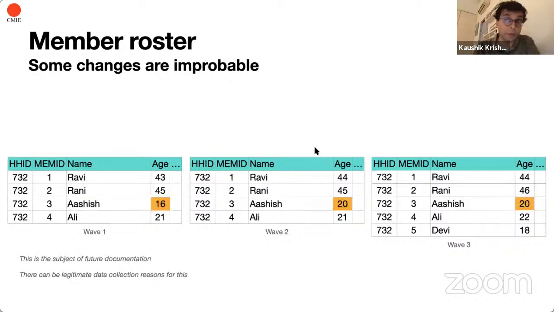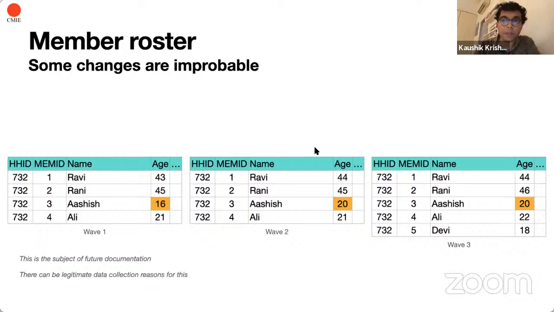Some things are improbable. They're not impossible, they're improbable, and they happen sometimes. So for example, somebody named Ashish, who's aged 16 in wave 1, in wave 2 suddenly ages by 4 years and becomes 20, and is then stable at the age of 20, and from then they increase only year by year. These are improbable, but they're not impossible. And this is the subject of future documentation. So you can expect to see a lot more documentation from us on when these kinds of improbable changes can take place, how often you can expect them, and why.